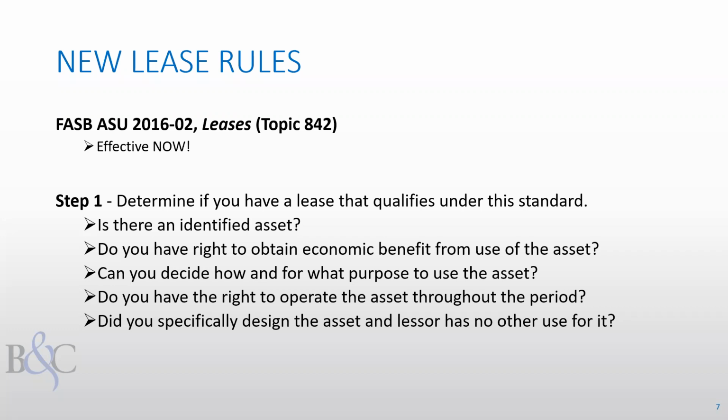So step 1, this would be to determine if you have a lease that qualifies under the new standard. You'll look at the following criteria. Is there an identified asset? Do you have the right to obtain economic benefit from the use of the asset? Can you decide how and for what purpose to use the asset? Do you have the right to operate the asset throughout the period? And did you specifically design the asset and the lessor has no other use for it? So all of these are criteria that are going to help you determine if you have a lease that qualifies under the standard, or maybe it doesn't qualify because one of these criteria are not met.